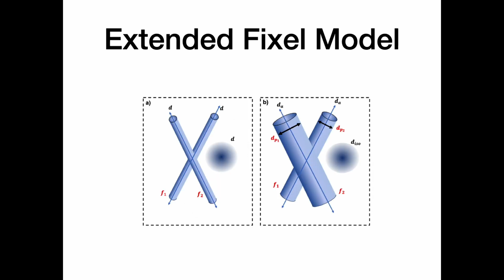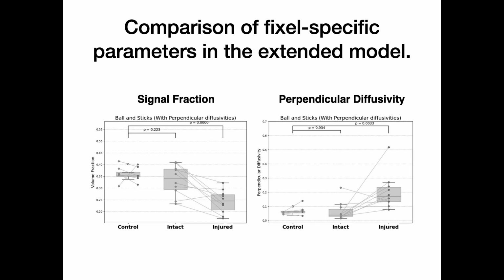The standard ball and sticks model assumes that diffusion within each pixel is entirely along the axons, with no radial component. Adding extra parameters to the model without any constraints may make the model fitting challenging. However, if we use the prior information on the fiber orientations provided by the pixel template, we are able to extend this model. Specifically, we add a radial diffusivity parameter for each pixel. This allows us to capture not only changes in the signal fractions, but also changes in perpendicular diffusivity for each fiber population separately.